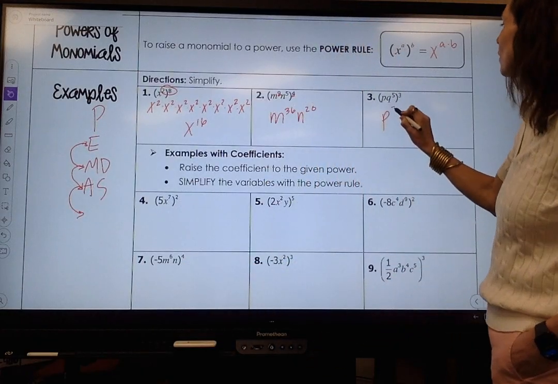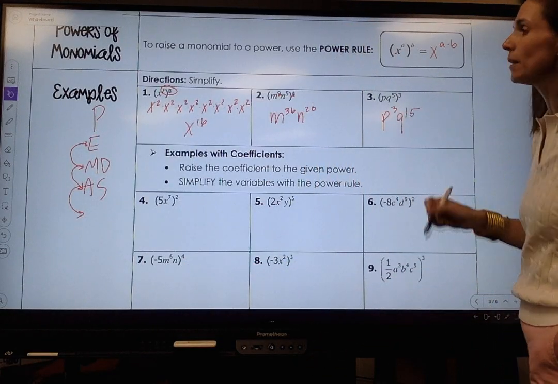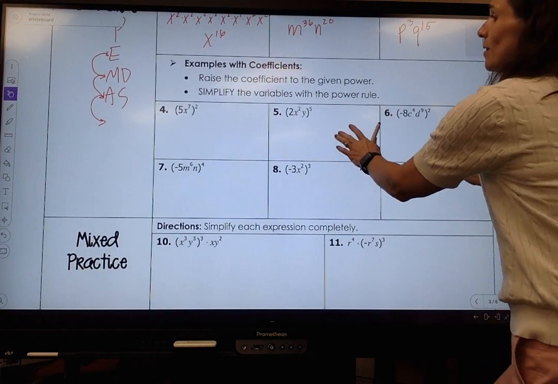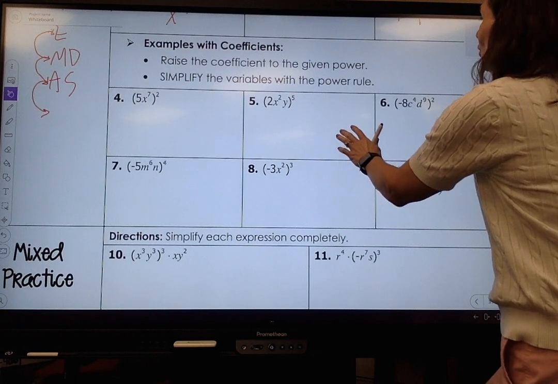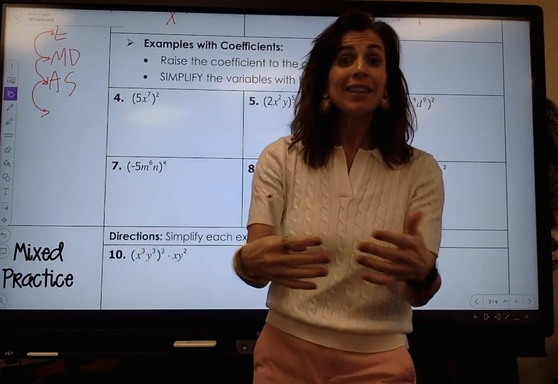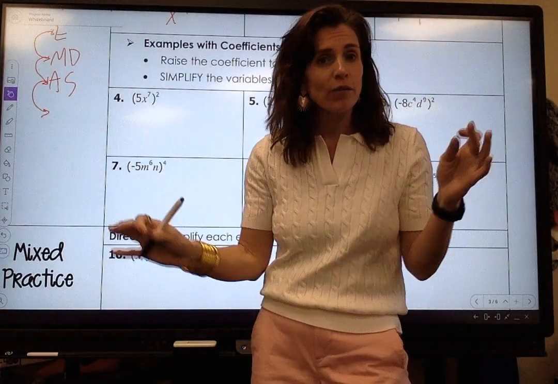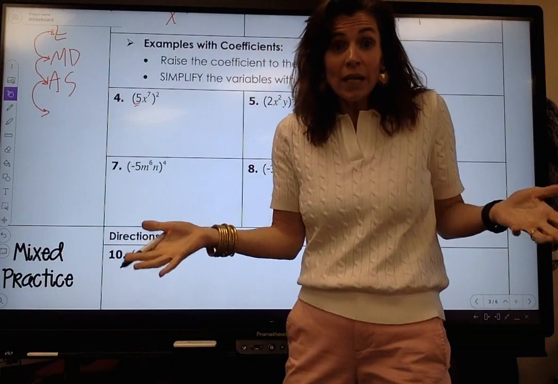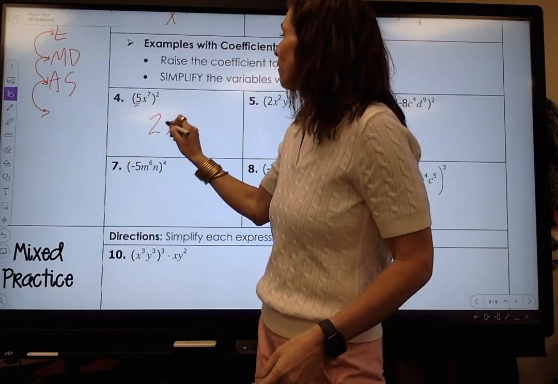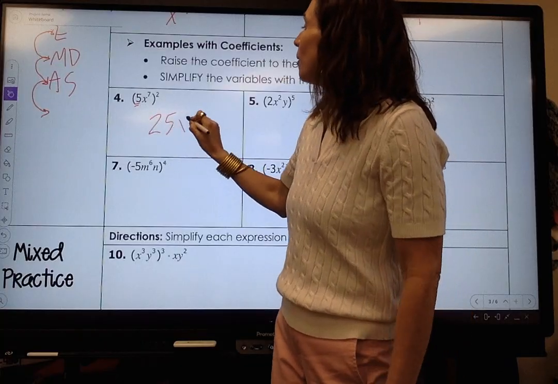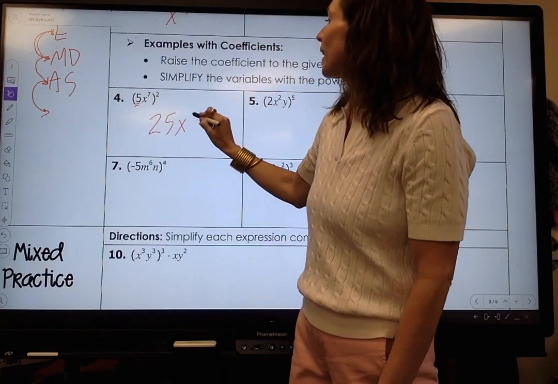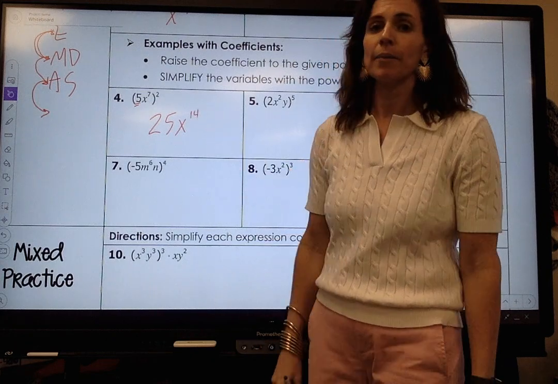Here I have p to the 3rd, q to the 15th. All right, now, again, my coefficients do what they're told. They're fine. They're always on task. They're never a step behind. So I'm still going to do 5 squared. What is 5 squared? 25. And then my exponents, they're a step behind, so they multiply, and I get x to the 14th.